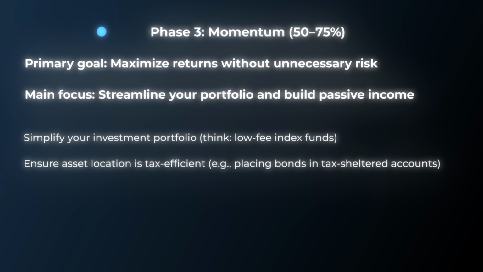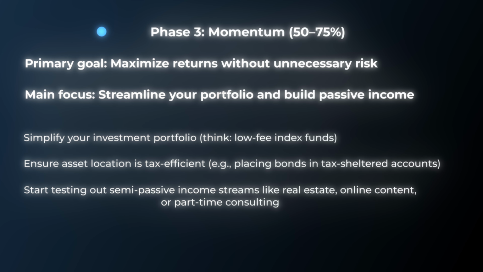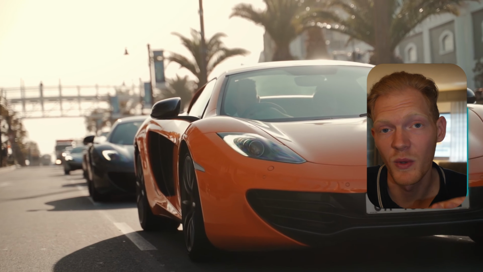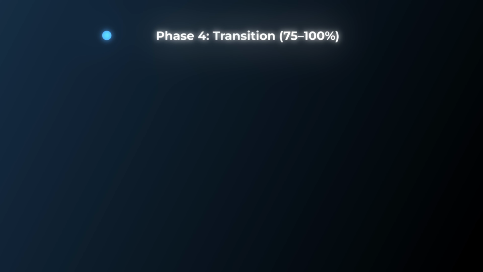Ensure asset location is tax efficient. Start testing out semi-passive income streams like real estate, online content, or part-time consulting, and consider Coast FI, where you stop saving aggressively because compound interest can take you the rest of the way. Many people also start shifting their priorities at this stage, taking a lower stress job, working only part-time, or experimenting with lifestyle changes. And the fourth and final phase is transition.